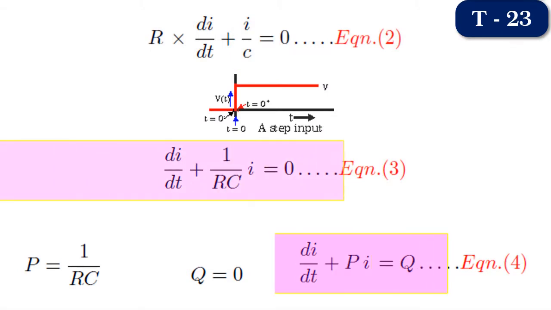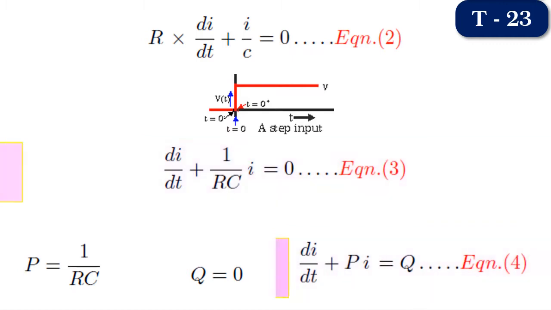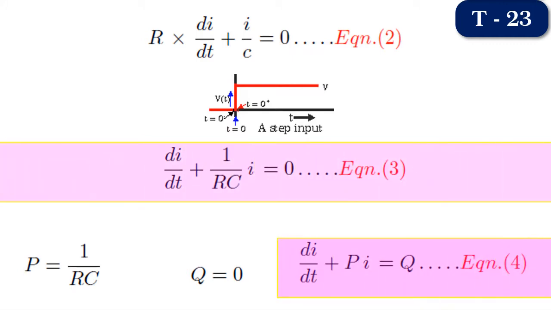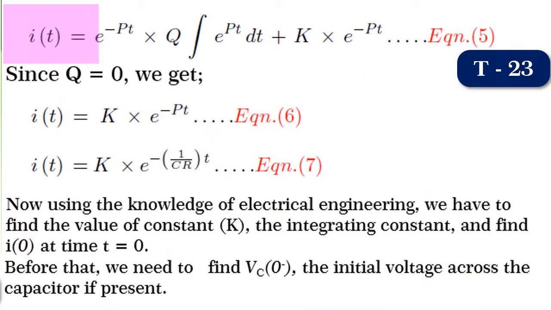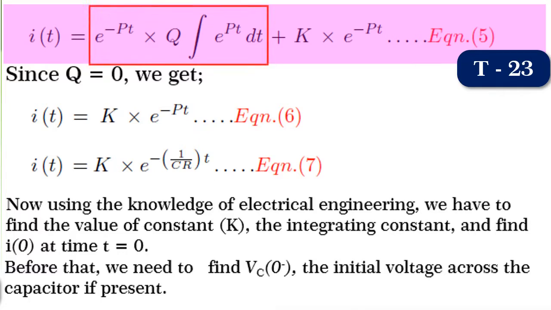This is similar to the standard form of the first order ODE, equation 4. Comparing equations 3 and 4, we get P is equal to 1 divided by R into C and Q is equal to 0. Also, we know that the solution for the first order ODE is I of t is equal to e to the power of minus Pt into Q into integration e to the power of Pt dt plus k into e to the power of minus Pt. Let it be equation 5.